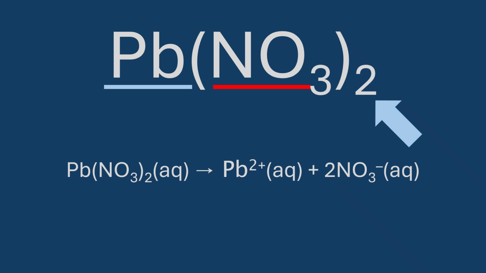Here, the coefficient is the appropriate descriptor of that count. Think of it as saying 2 nitrate anions floating in solution versus nitrate ion 2 floating in solution. The latter doesn't really make as much sense.